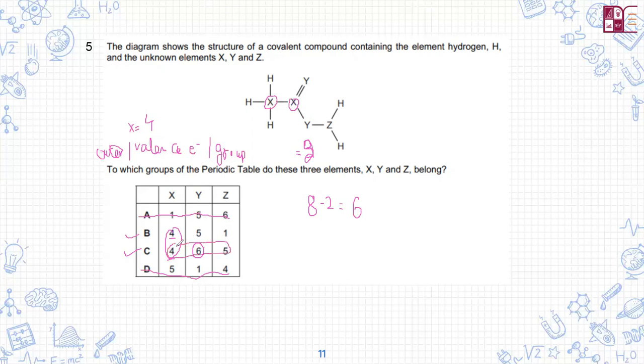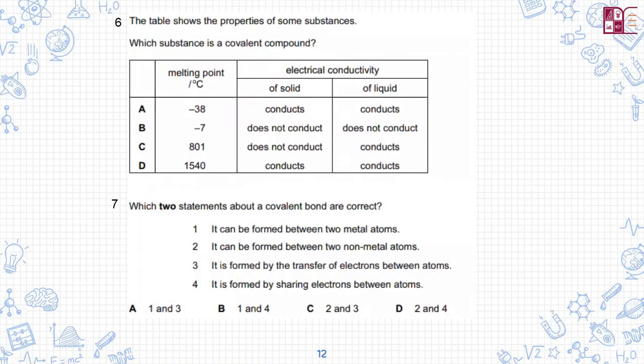Then I'm going to also check the last one. Z over here is sharing 3 bonds. If it's sharing 3 bonds, it only needs 3 more electrons to complete its outermost shell. That means it is going to be in group 5. So C is going to be the correct option. I hope this one is also clear to you guys. I'm going to the next one.